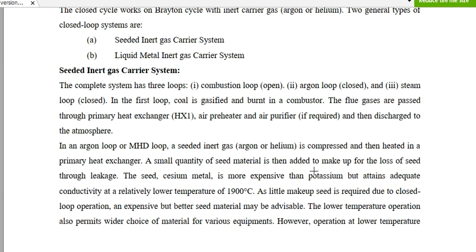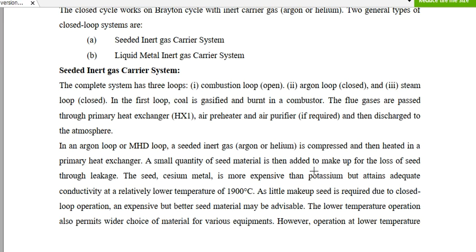The complete system has three loops. First is the combustion loop, which is an open loop. Second is the argon loop, which is a closed loop, and third is the steam loop, which is also a closed loop. We know that in an open loop the working fluid is used only once through, and in a closed loop the working fluid is recirculated again and again. This is the difference between open and closed cycle.